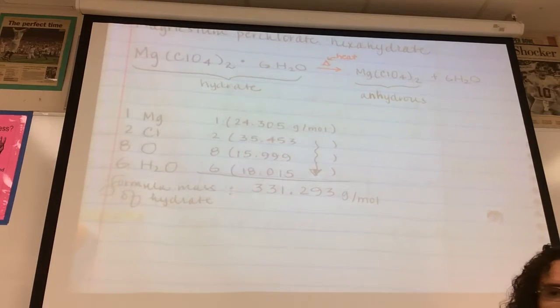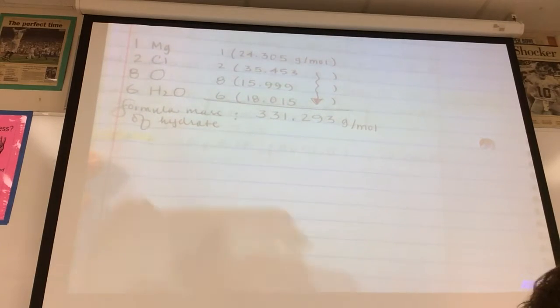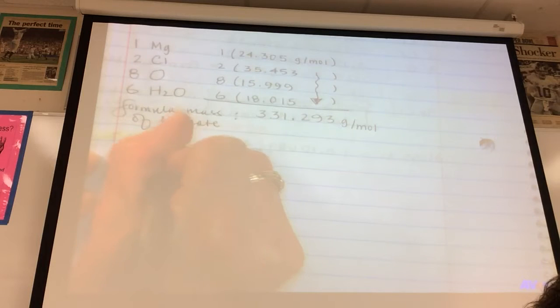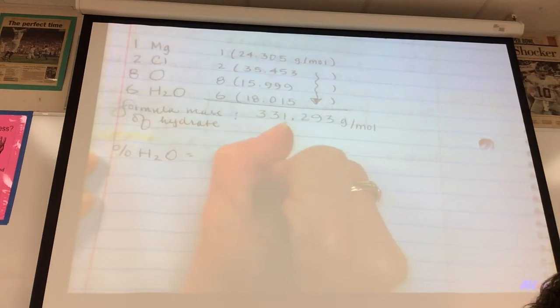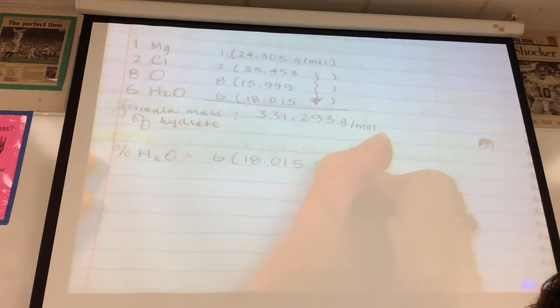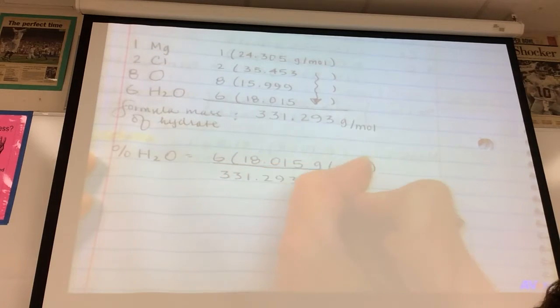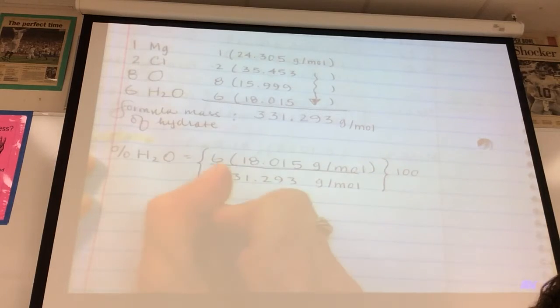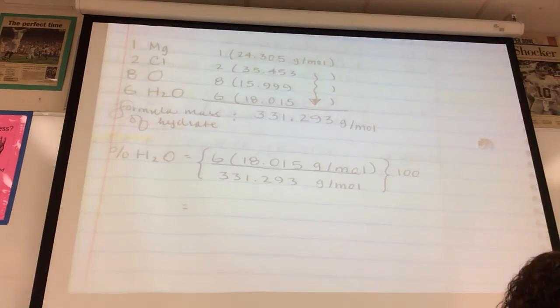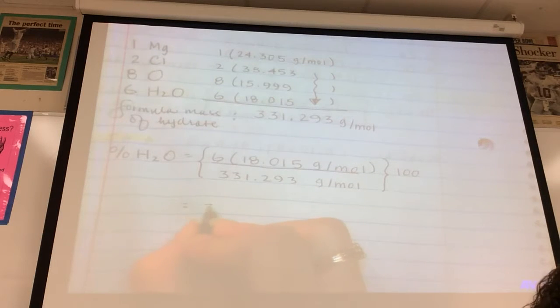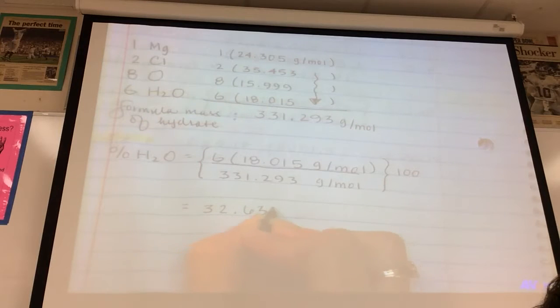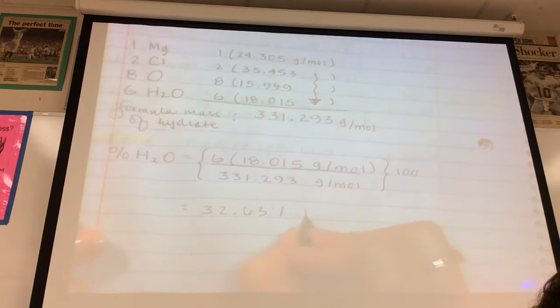And now to get the percent of water in the hydrate, we have 6 times 18.015 grams per mole over the formula mass of the hydrate, times 100 is 32.63%. So that's the percent of water in the hydrate. This is the accepted value.